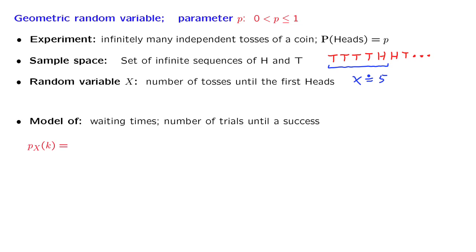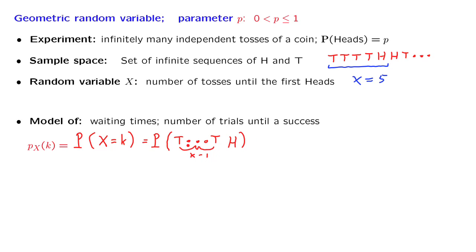Now let us move to the calculation of the PMF of this random variable. By definition, what we need to calculate is the probability that a random variable takes on a particular numerical value. What does it mean for X to be equal to k? What it means is that the first heads was observed in the kth trial, which means that the first k minus 1 trials were tails, and then were followed by heads in the kth trial.